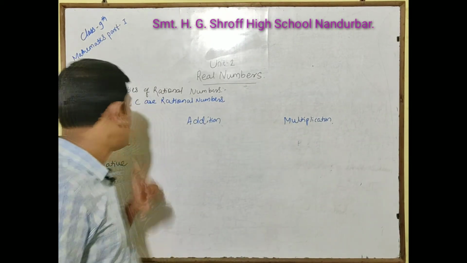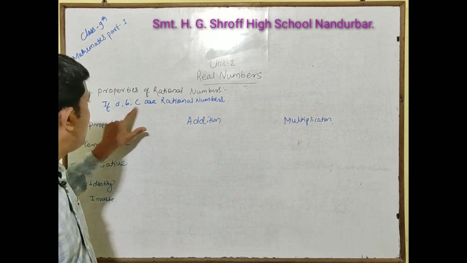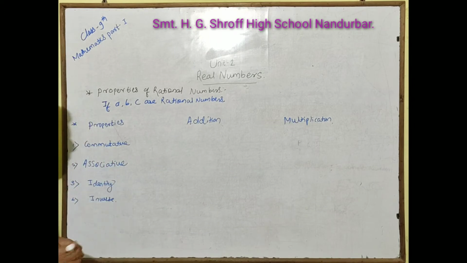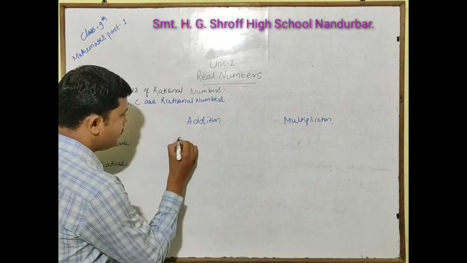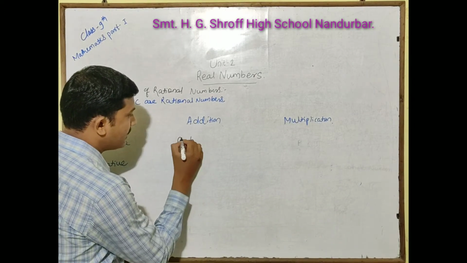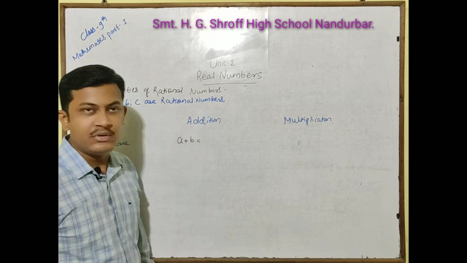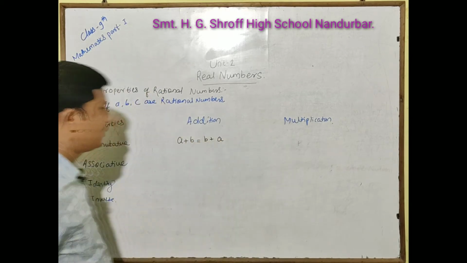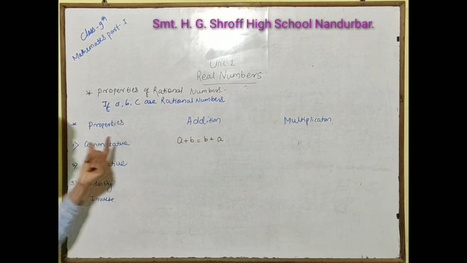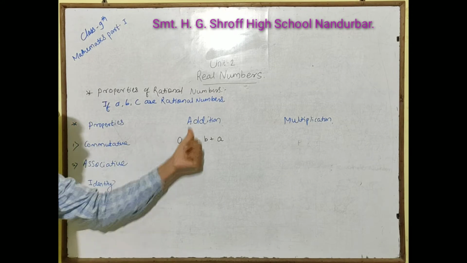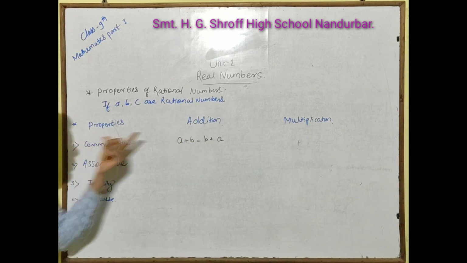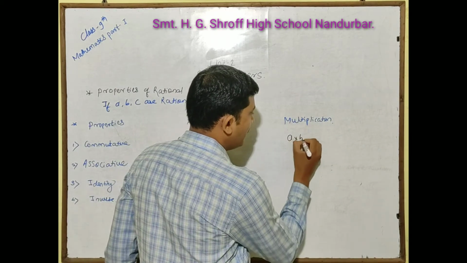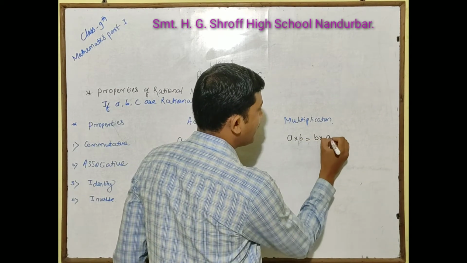Now first of all, what is meant by commutative property? If a, b, c are three rational numbers, then we consider first the commutative property. If the addition of two rational numbers, that is a plus b, is equal to b plus a. How to read this property? Commutative property with respect to addition. Now commutative property with respect to multiplication also satisfies: a multiplied by b is equal to b multiplied by a.